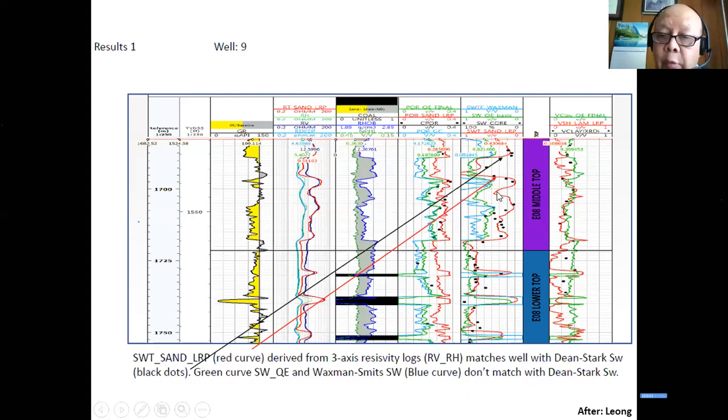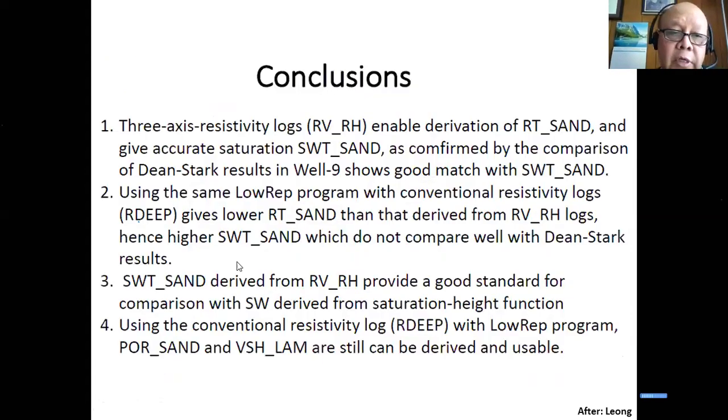So here we have used the triaxial induction resistivity log, and using that triaxial resistivity, we modeled and inverted the resistivity to compute the RT sand and then calculated the saturation, and it matched very well with the Dean-Stark measured saturation values. So the conclusion is the three-axis resistivity logs enable derivation of RT sand and give accurate saturation of SW total of the sand, as confirmed by the comparison of Dean-Stark results in well 9, and shows good match with the SW sand.